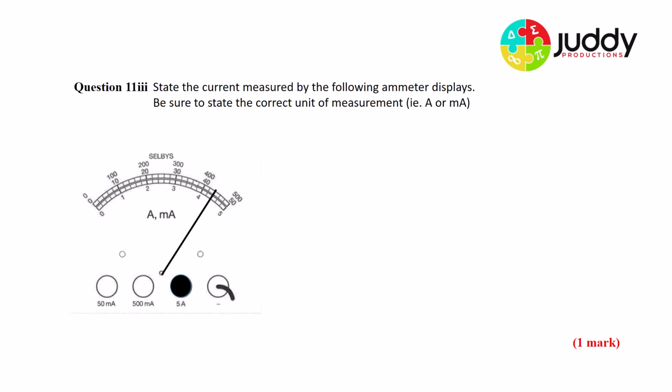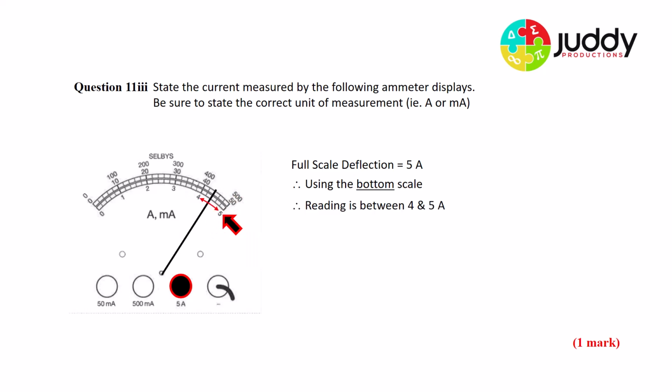Yet again, we want to state the current measured by the following ammeter display. We're now on the 5 amp scale. So that represents on the full scale deflection, right around on the right, 5 is the bottom. So we're measuring on the bottom scale. So this needle is between the 4 and 5 amp.